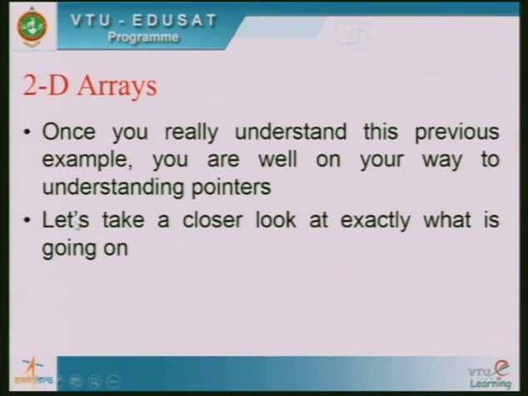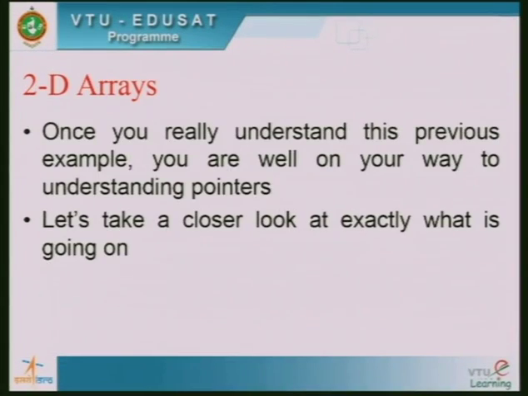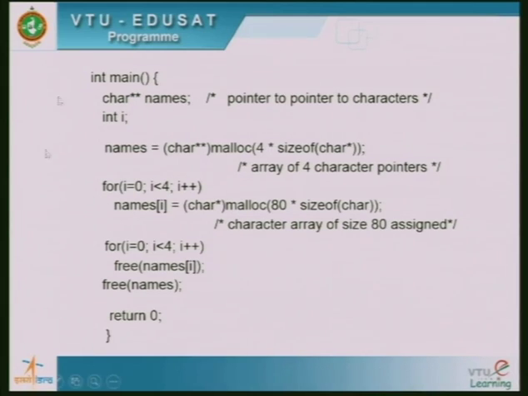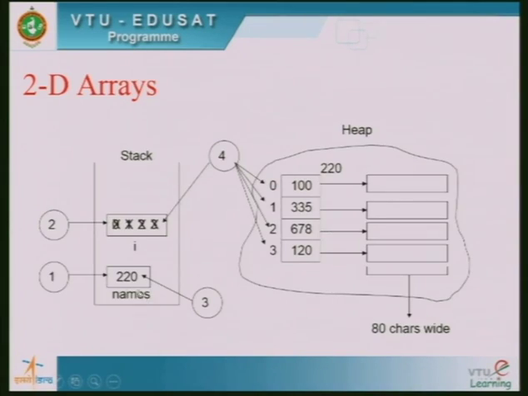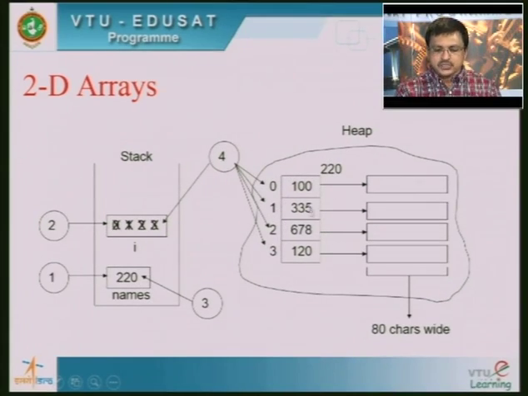Let's take a closer look with one more example. This is exactly what happens with respect to this program. You get 220 here, the address of the starting block of these 4 pointers, and then you reserve some space for each one of them. This is an array of characters of 80. Similarly, all of them are like that. This is what actually happens in the for loop with a malloc, and this is what we set up.